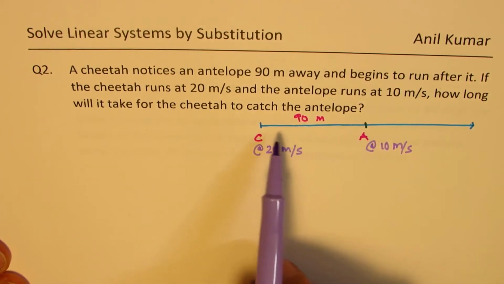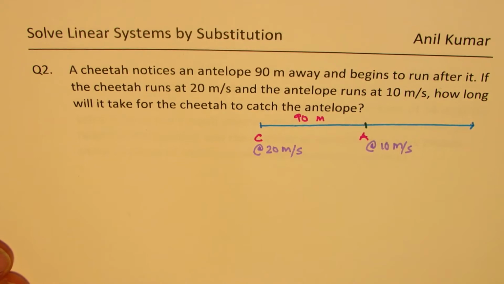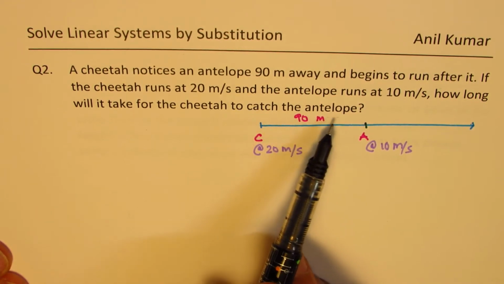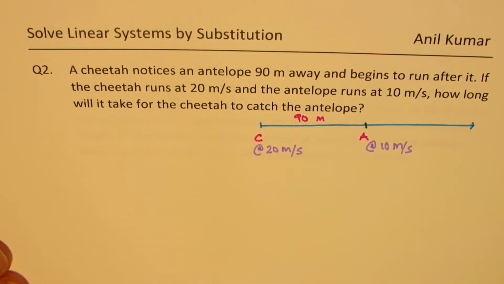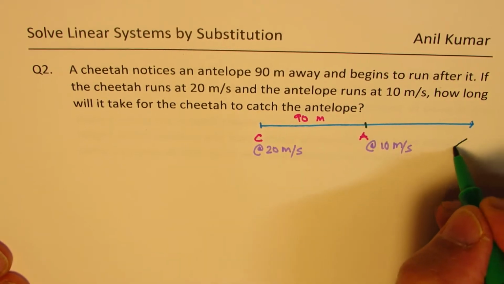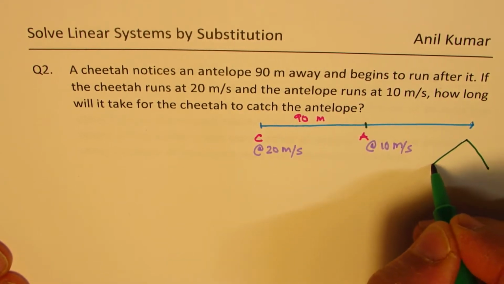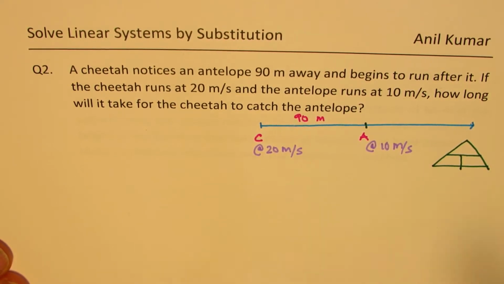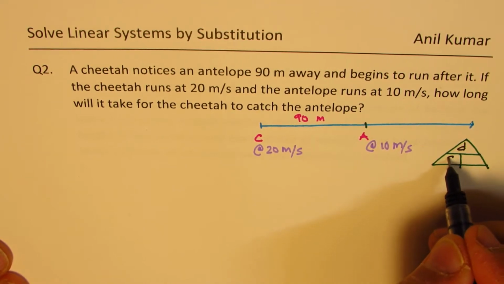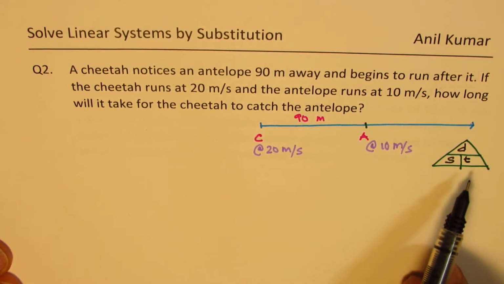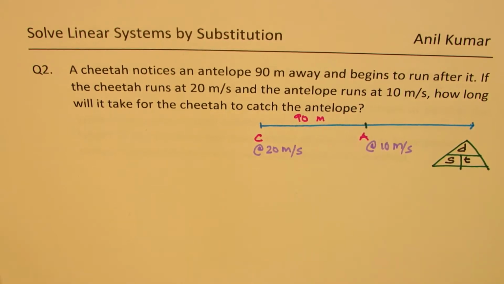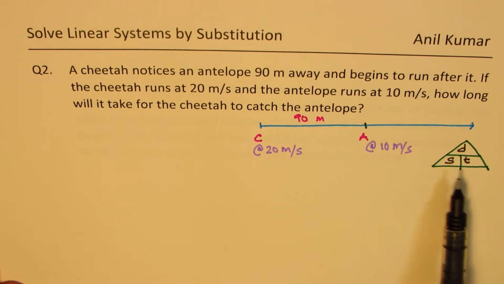Now, the idea here is how to write the equation. So that's the tricky part. How long will it take for the cheetah to catch the antelope? So it is a distance, speed, time question, right? So distance, speed, time, you have to consider the relationship which I am showing here, which is very important. So we say distance is speed into time. Whenever you're talking about time, it is distance over speed, right? And distance is speed into time.